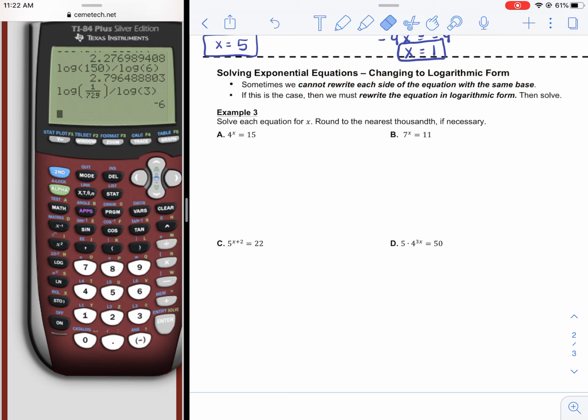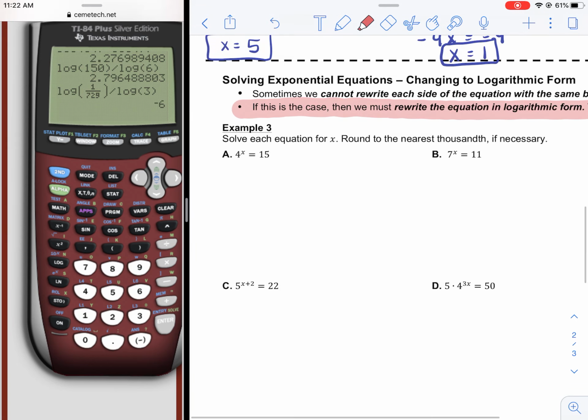And so what we're going to do instead is rewrite the equation in log form, and then we're going to be able to use the change of base formula to solve. Always try to write each side with the same base. If that's not possible, then you're going to solve by using a log. All right, so we're going to change this to log form. So we're going to write log base 4 of 15 equals x.